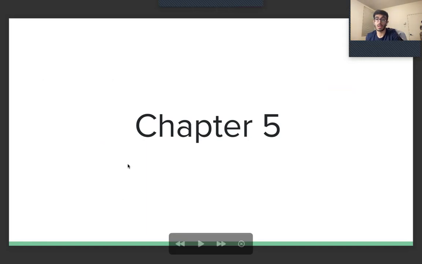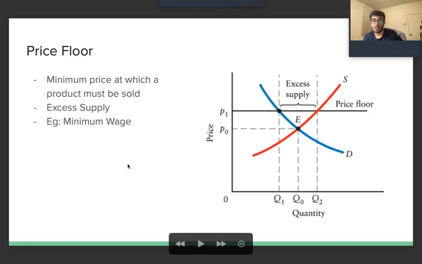Okay, let's move on to chapter 5. So price floor is confusing because it's above the equilibrium, so it's not literally speaking a floor, but the way it works is, think of it this way: it's a threshold below which a good can't be sold. So since you can't go below a floor, I guess that's the logic here.